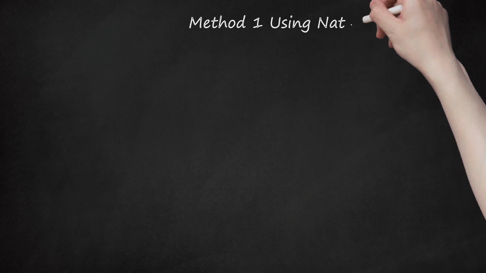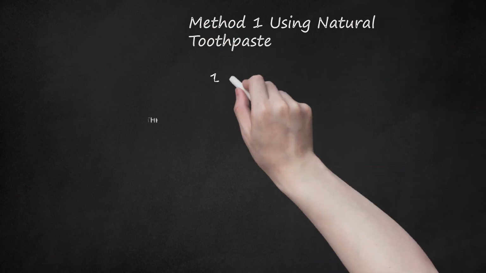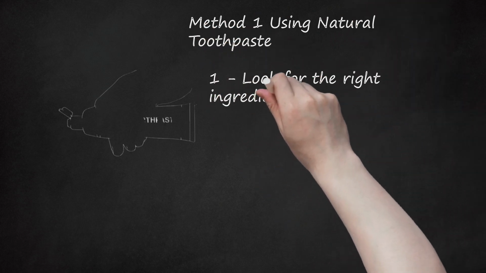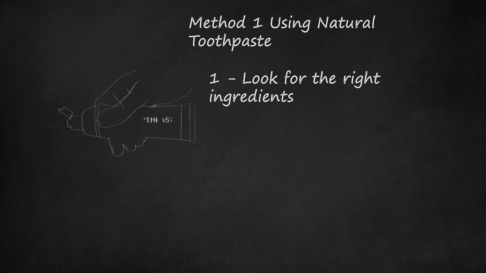Method 1: Using natural toothpaste. 1. Look for the right ingredients. If you want to help reverse tooth decay naturally, try looking for natural toothpastes. These toothpastes contain a combination of all natural ingredients, which accomplish the same thing as fluoride. They work by reducing the bacteria in your mouth with xylitol, a sugar alcohol that reduces how much plaque-forming bacteria attaches to your teeth. These pastes also contain calcium and phosphate, which are lost during demineralization of your teeth.